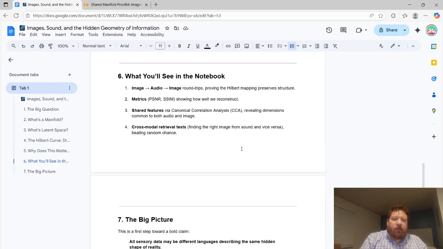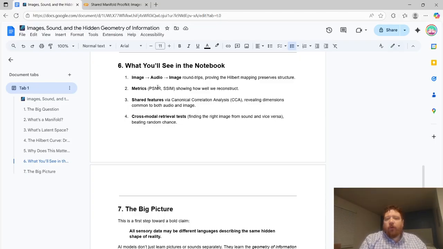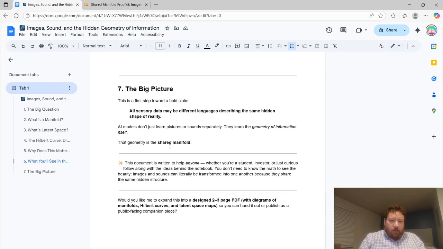So what you'll see within this notebook, we're going to take an image, convert it to audio, and then convert that audio back into an image. So it's going to make a full round trip, and we're going to prove that Hilbert mapping preserves the entire structure of all of them. We're going to measure this via metrics, and then I'm going to showcase it to you as well. We're going to utilize shared features via canonical correlation analysis, or CCA, revealing dimensions common to both audio and image. And then we'll utilize cross-modal retrieval tests to find the right image from sound and vice versa, beating random chance.